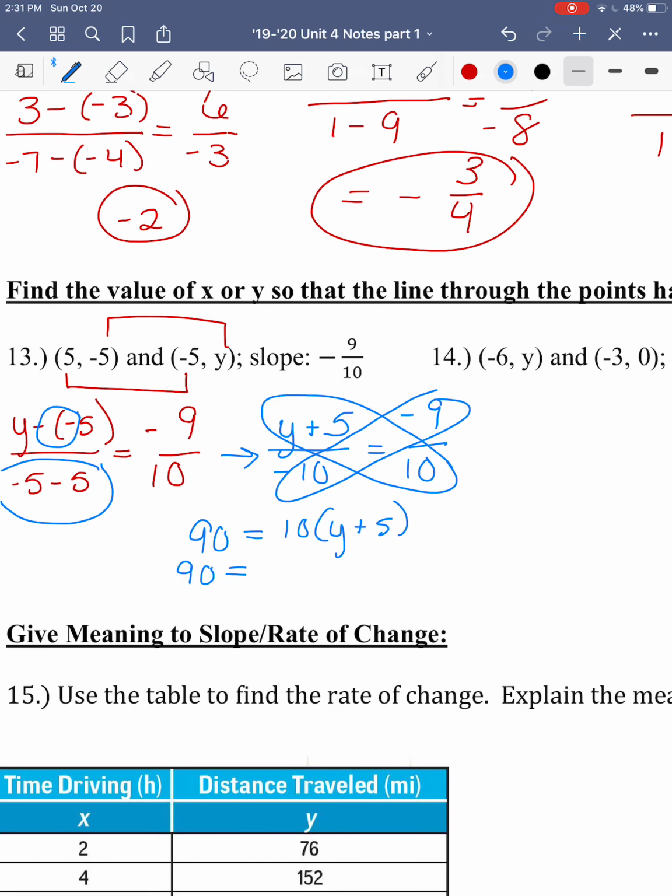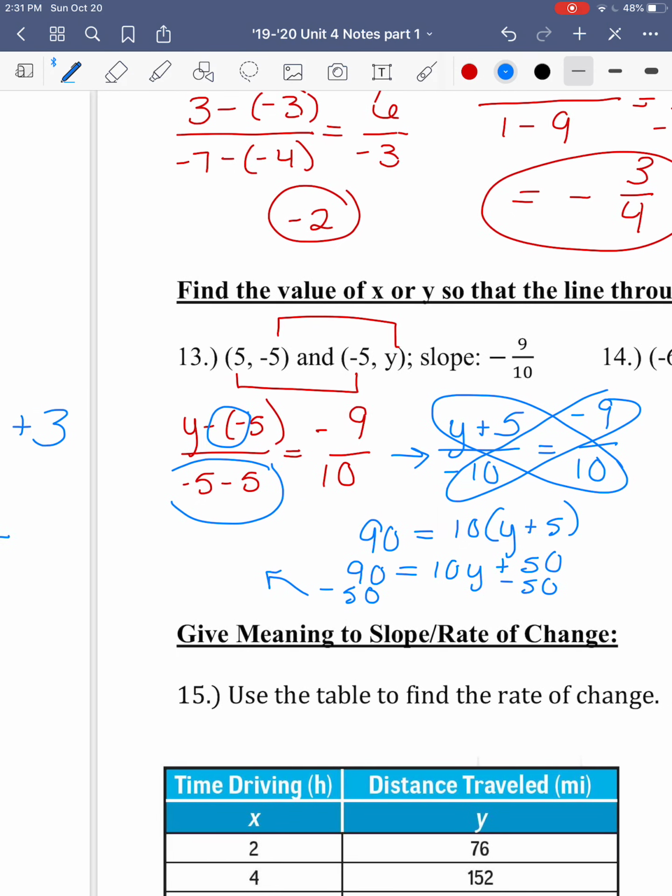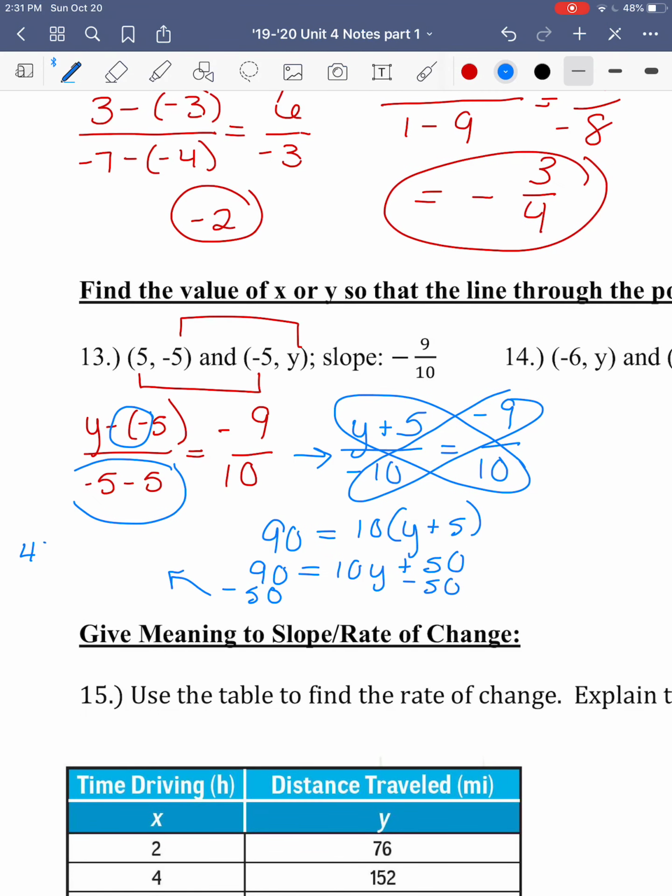And I'll go ahead and distribute the 10, and we'll solve for y. So I subtract 50. Uh-oh, kind of running out of space here. So that gives me 40 is equal to 10y, and divide by 10, and I get that y equals 4.